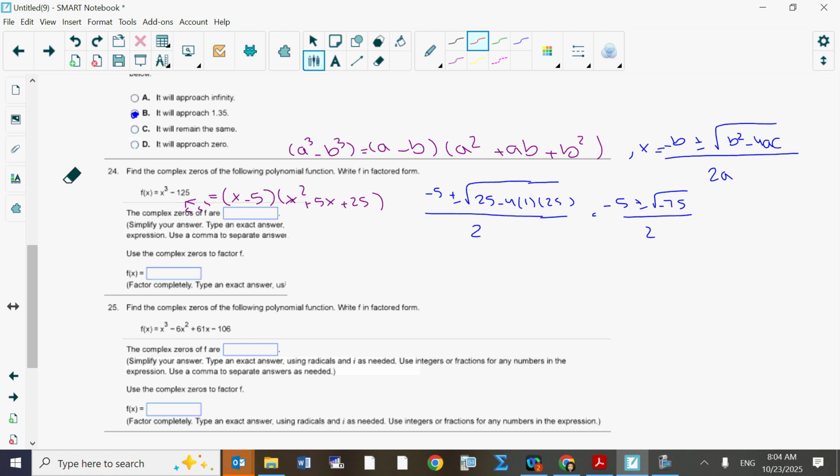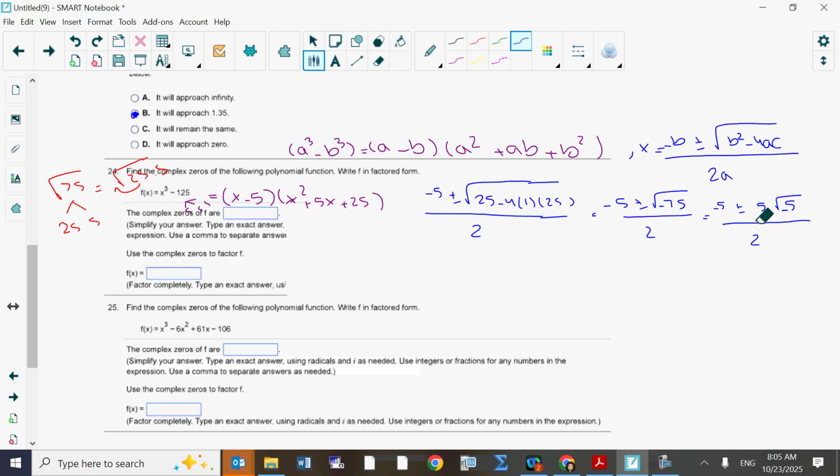Now, what is negative 75 on the radical? 75 is basically 25 times 5. So it's going to be the square root of 25 times 5, and 25 can step outside of the radical as a single 5. So I can write that as negative 5 plus and minus 5 square root of 5. However, there was a negative, I don't forget about that negative, I'm going to put that here, divided by 2.